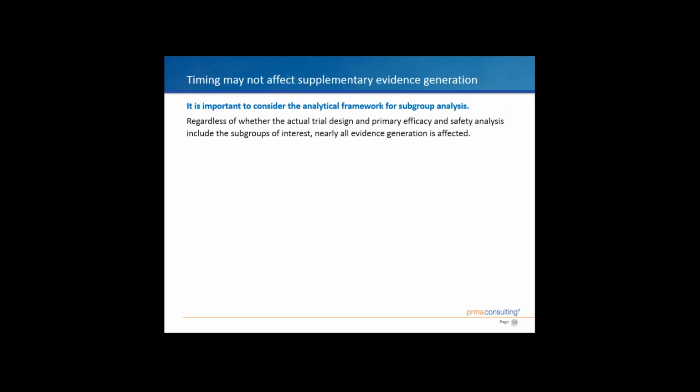Having said that, like I said before, the timing may not affect the evidence generation. So regardless of whether the trial design can be affected, whether the primary analysis can be affected, nearly all evidence generation is going to be affected. And that's because HTA agencies pick at subgroups from any of a variety of different angles: target patient population, unmet need, appropriate comparators, standard of care, natural history, treatment effect, effect modifiers, and that particularly relates to indirect treatment comparison, health-related quality of life, and then finally costs and cost effectiveness.